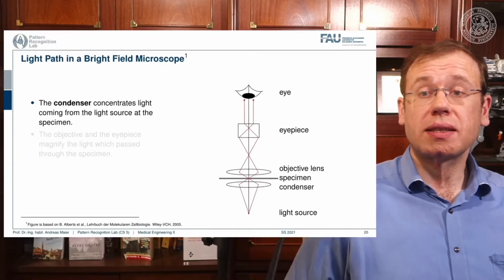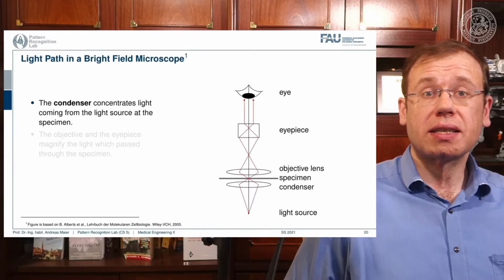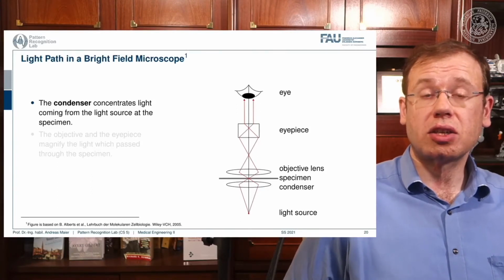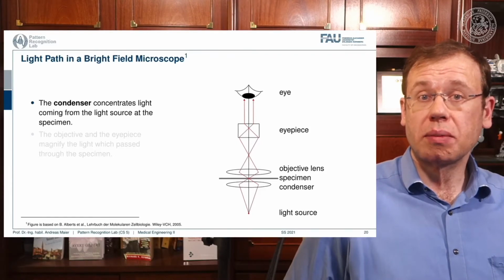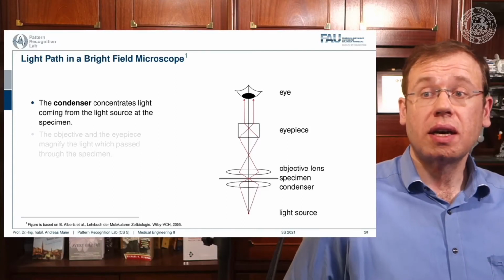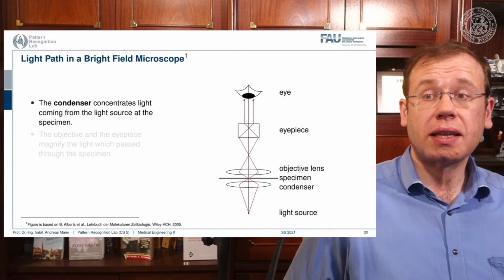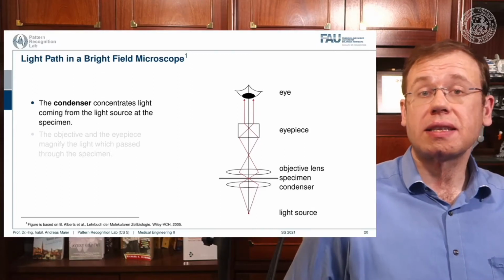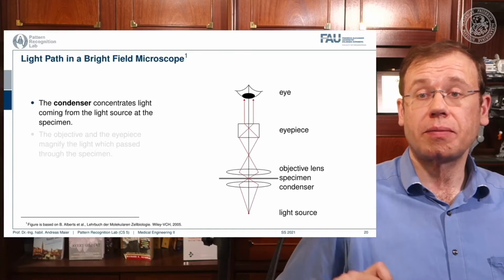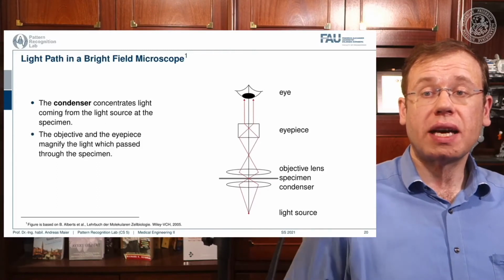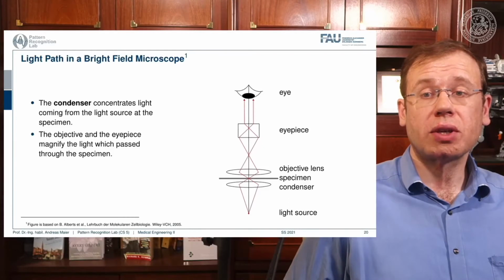Now, if we do that, this is the typical setup. So you have essentially a condenser that concentrates the light coming from the source at the specimen. Then you go through the specimen into the objective lens. And this is essentially where the compound microscopy magnification mechanism actually starts, that we discussed in the last video. Then we have the eyepiece, and then we have the eye that is looking at this virtual image that is generated there. So the objective and the eyepiece magnify the light which is passed through the specimen, and this allows us to look at the image.